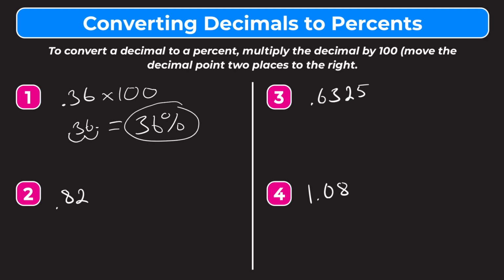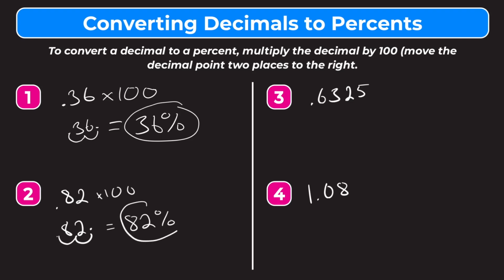Let's try number 2. We have 82 hundredths. So again, we're going to multiply this by 100. Essentially, that will move the decimal point over 2 places. And we are left with 82, write a percent. And so 82 hundredths, written as a percent, is 82%.